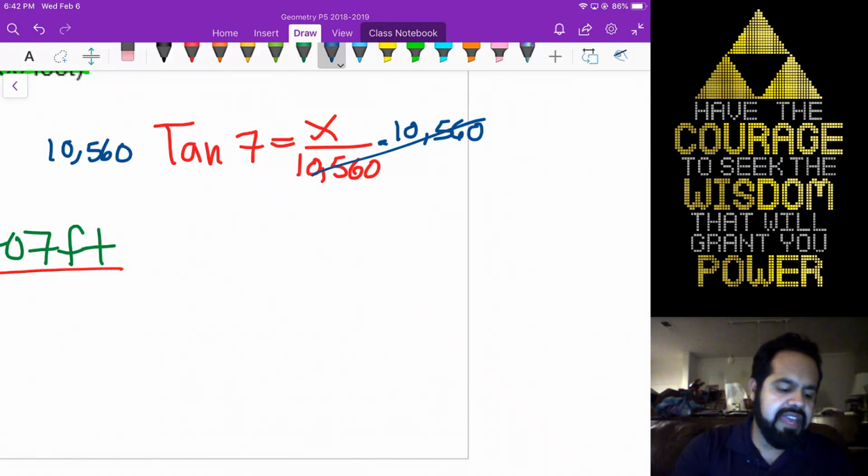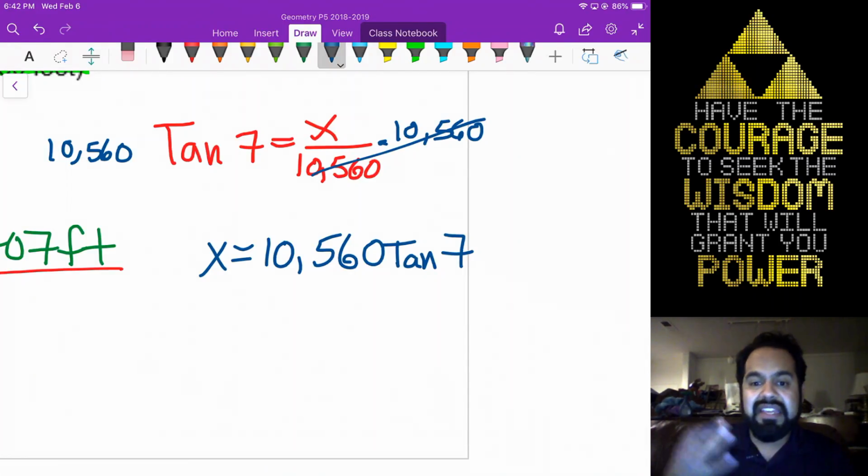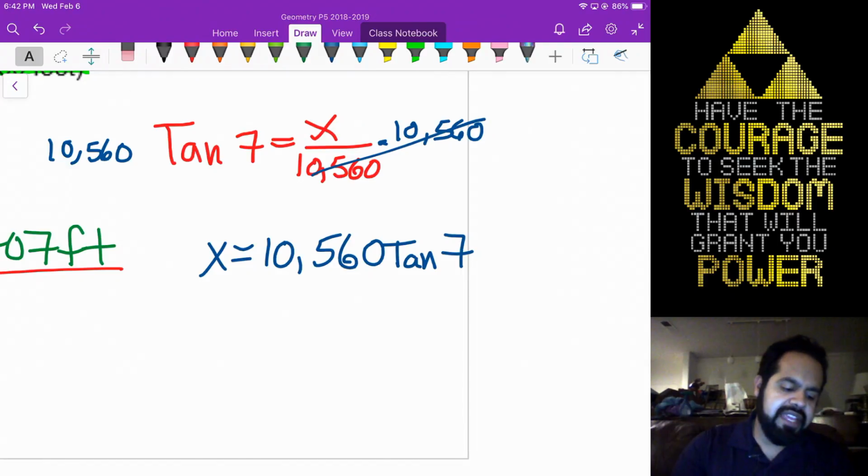Okay, so then we're going to have x equals 10,560 tangent of 7. Got to type that into the calculator. So let's see here. 10,560 tangent of 7. So I get a height of 1,296.6. Now, don't round your answer yet.